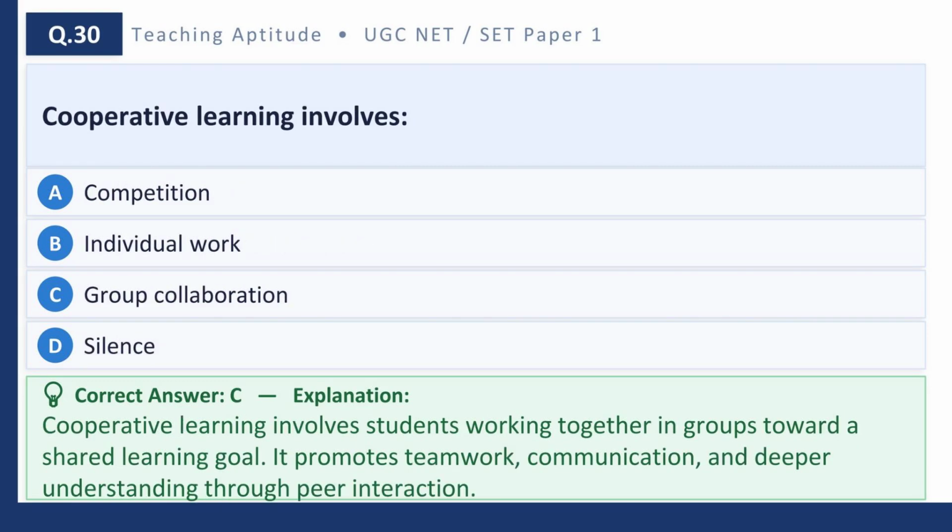Cooperative learning is built around the idea of group collaboration. In this setting, students work together toward a shared goal rather than competing with one another. This approach is highly effective because it promotes teamwork and communication. Through peer interaction, students often gain a much deeper understanding of the material than they would alone.